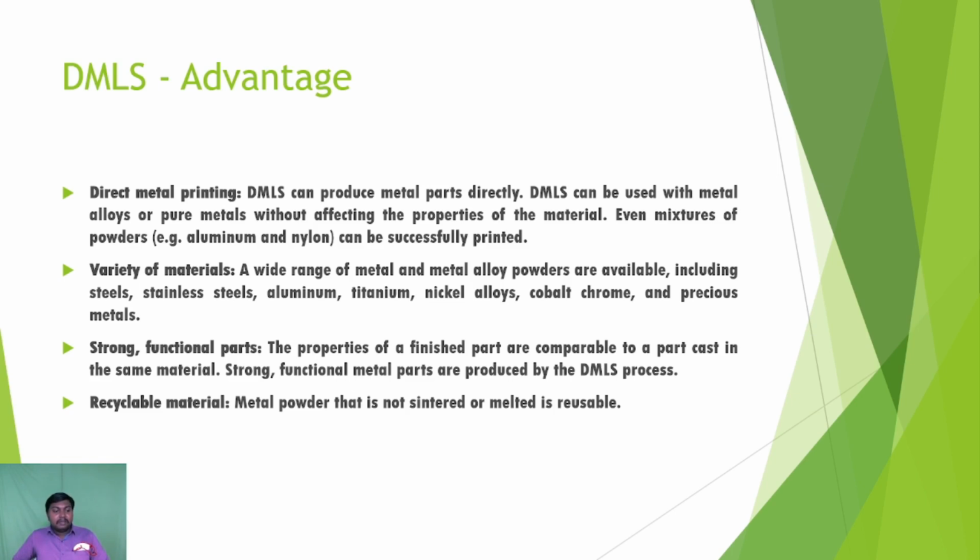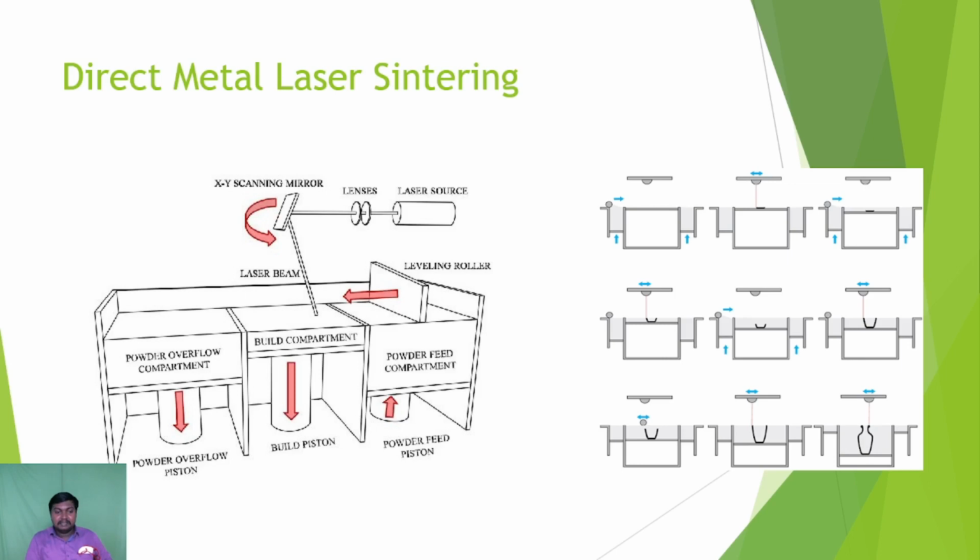Recyclable material is the fourth point. We can recycle the metal powder that is not sintered or melted, as it is reusable. As you can see in the previous slide, the overflow material powders are collected and we can use them in the future.